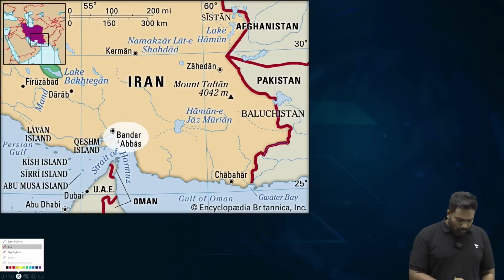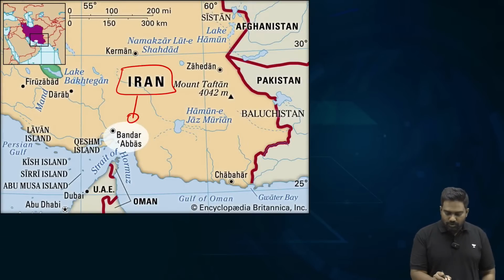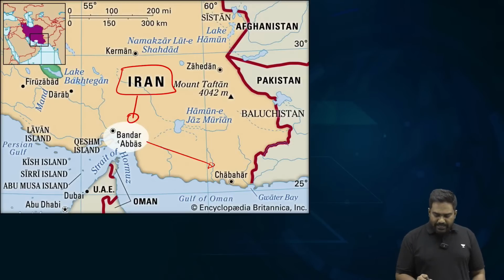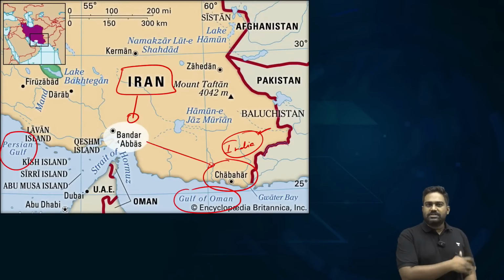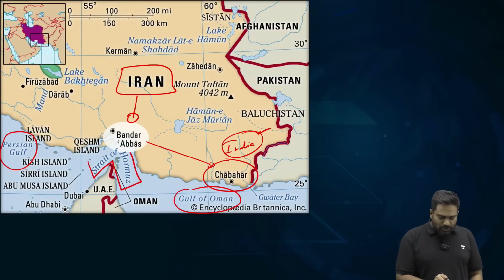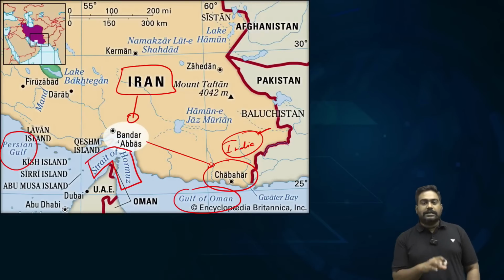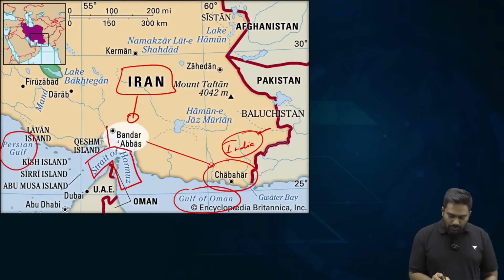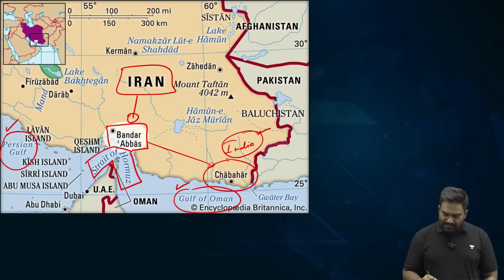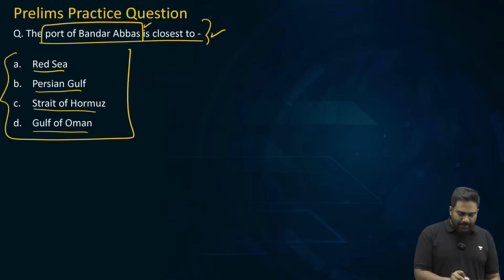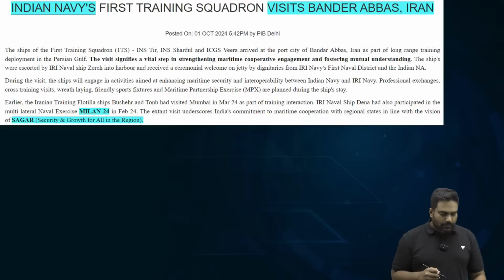The Bandar Abbas port is of course in Iran, that I'm sure most of you would have guessed correctly. It's very close to the Chabahar port, built and operated by India over here. So amongst the given options, this is Persian Gulf, this is Gulf of Oman, Red Sea of course is very far away. The closest would be the Hormuz Strait, which is a critical choke point. Bandar Abbas faces the Hormuz Strait. It sits right at the opening of Hormuz, which connects Persian Gulf with Gulf of Oman. So right answer would be the Strait of Hormuz. Option C is correct.